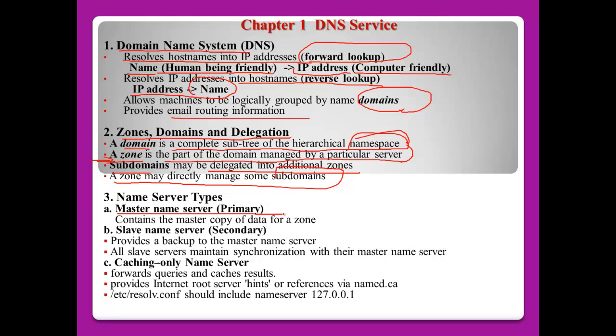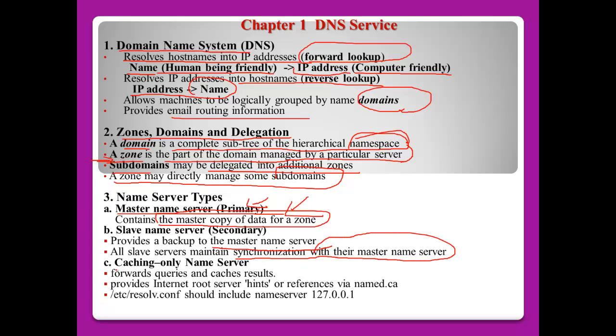Number 3, name server types. The master name server can be the primary. This will normally contain the master copy of data for zones. So normally the master name server supplies all information for the specific zones. The slave name server can be the secondary, providing the backup to the master name server. And all slave servers maintain synchronization with their master name server.